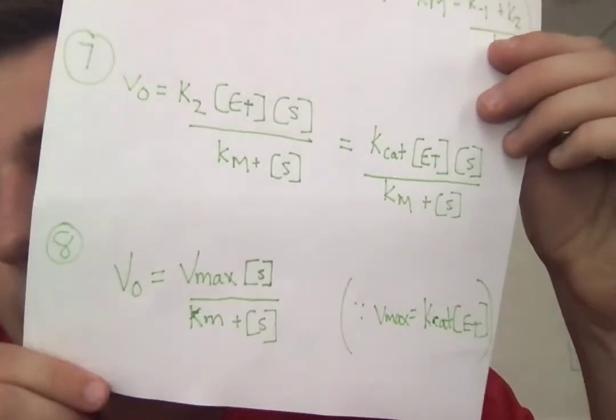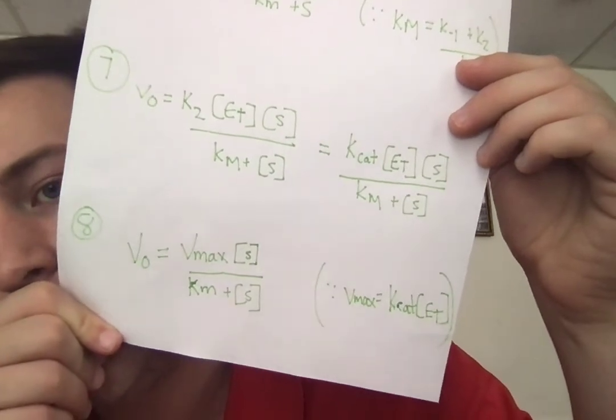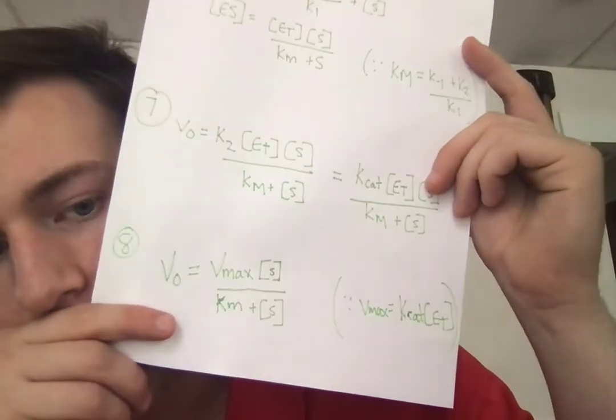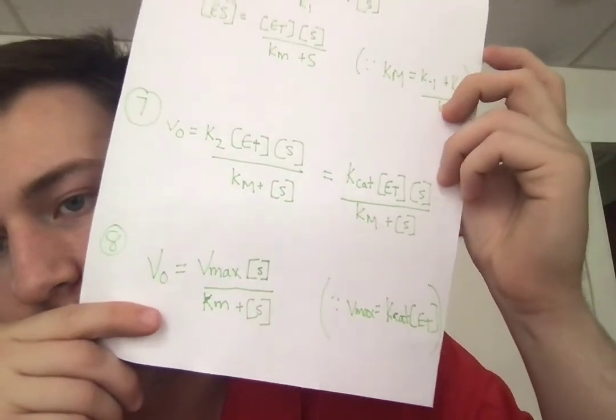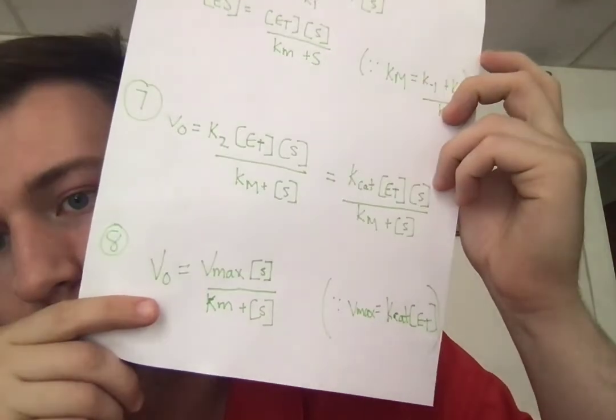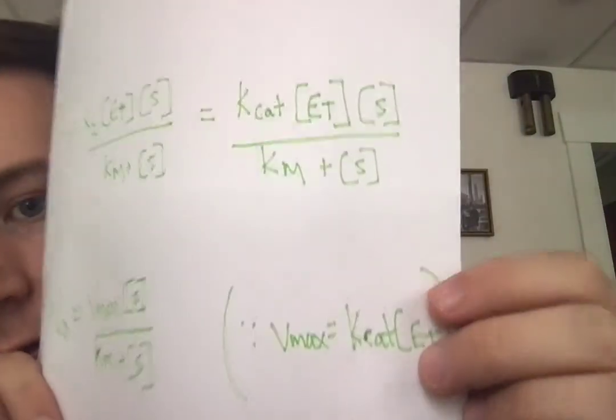We will substitute the Vmax into this equation now to get the final form of the Michaelis-Menten equation, which I have written here for you all. That being V0 equals Vmax times S over Km plus S. So that is our final form of the Michaelis-Menten equation, and my derivation. And then just for reference, Vmax equals Kcat times ET. All right. So that is the derivation of the Michaelis-Menten equation in its final form.